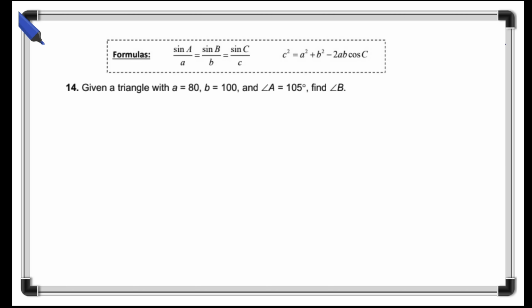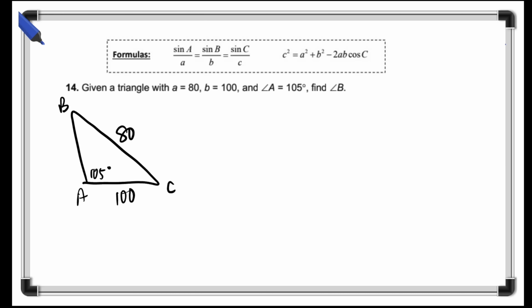So here we'll draw another triangle, and we've got A, that's 105, so I'm going to make it a little bit larger here. So here's A, 105 degrees, here's B, here's C. Our A is 80 and B is 100. We are trying to find angle B. So again, we're going to use the law of sines. So we've got sine of 105 degrees over 80 is equal to the sine of angle B over 100.